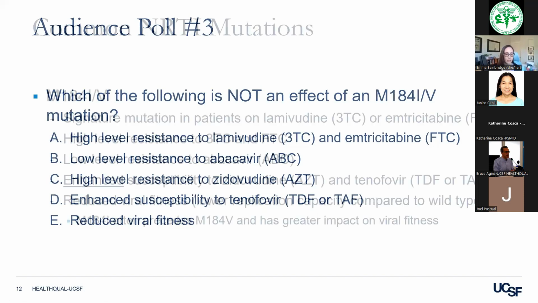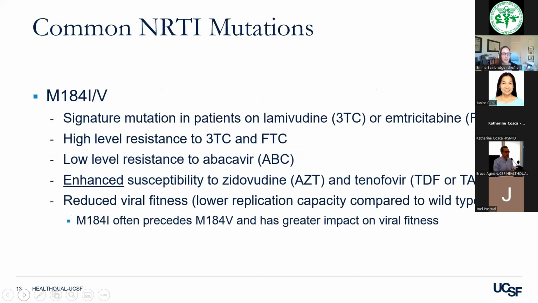And let's see, the answer is enhanced susceptibility to zidovudine occurs. So rather than having resistance to zidovudine as part of this mutation, you actually have increased susceptibility. This is the signature mutation seen in patients who receive either lamivudine or emtricitabine. So in patients who are on lamivudine who perhaps do not have great adherence, this is something that we worry about happening early on. It causes high-level resistance to lamivudine and emtricitabine, low-level resistance to abacavir.